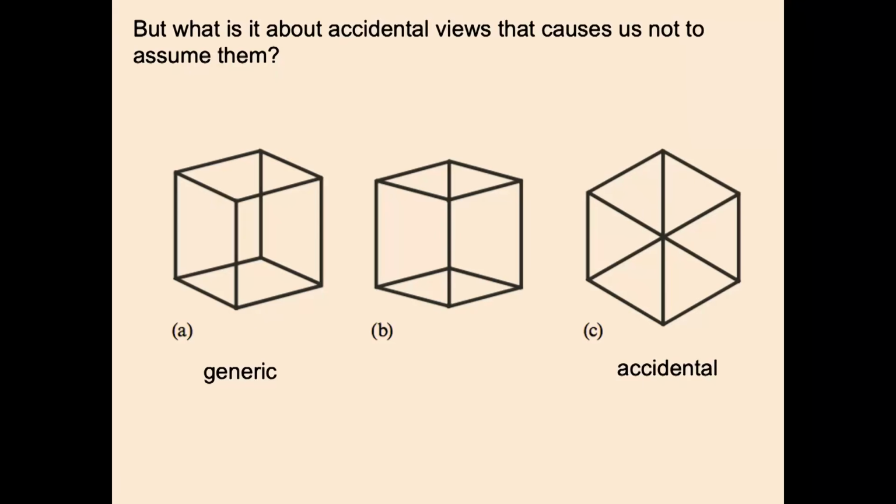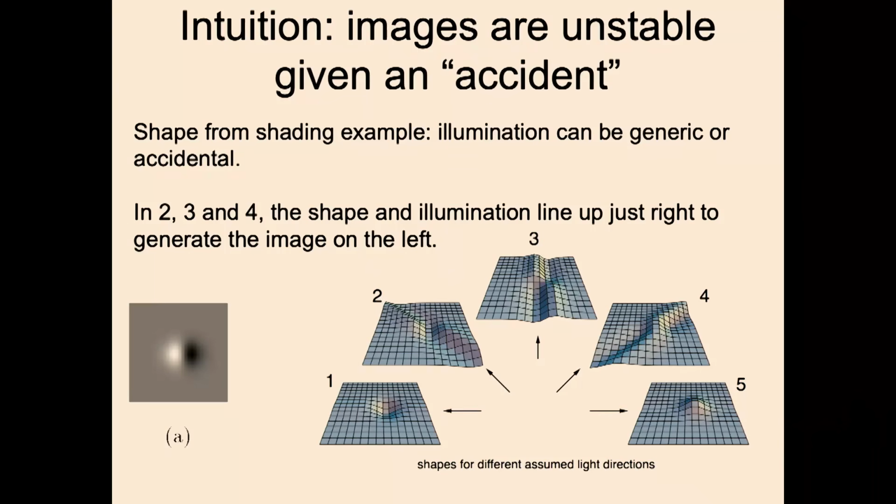In all these examples so far, we've been talking about generic and accidental viewpoints. But the notion that a scene can be generic or accidental extends to other things as well. This is an example where the notion of generic and accidental extends to shape and illumination. Remember, shape from shading is one of the ways by which we infer the 3-dimensional shape of things in the world. The idea is that if surfaces are Lambertian, then the amount of light reflected by a surface depends on the angle between the incident illumination and the surface orientation.